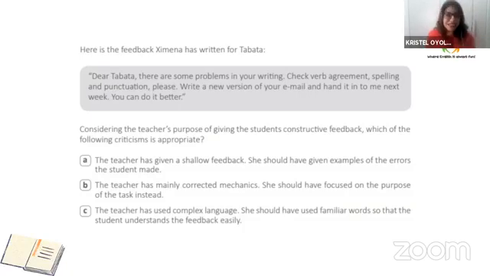You need to identify, and this mistake is spelling, and this mistake is punctuation, and provide some clues. Verb agreement: are you using present simple correctly? Are you using simple past correctly? Yes, maybe you can help with this. Yes, write a new version of your email and hand it to me next week. You can do it better.